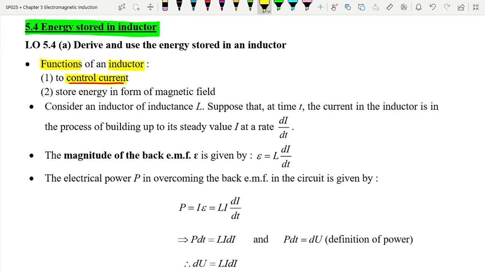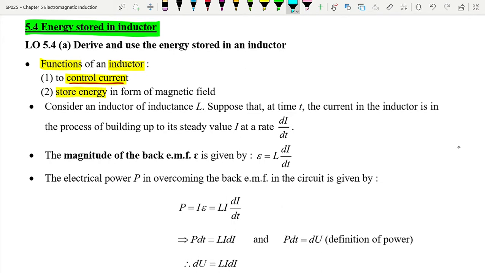Okay, and the second function is to store energy in the form of magnetic field. Macam saya explain tadi, disebabkan wujudnya magnetic field in the solenoid in that inductor, jadi dia able to store the energy. Okay, so kita nak tengok apa formula energy stored dalam inductor ini. Kita recap sikit formula ataupun definition untuk self-induction yang kita dah discuss previously.